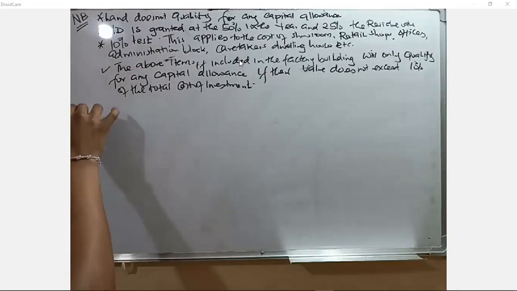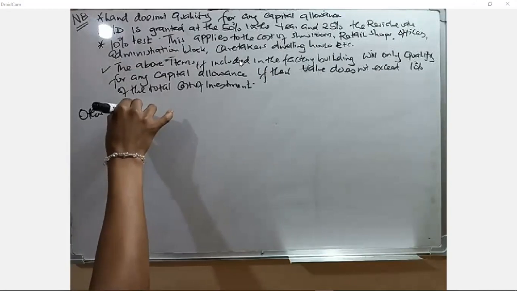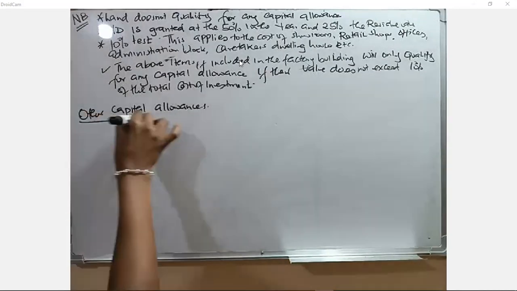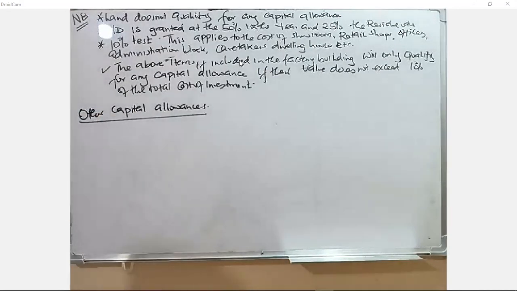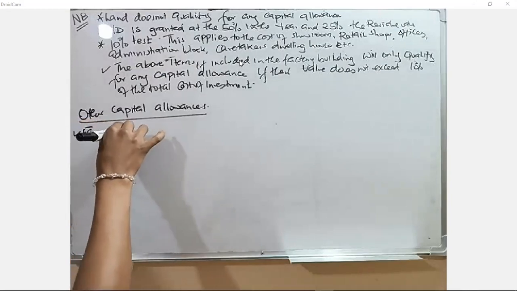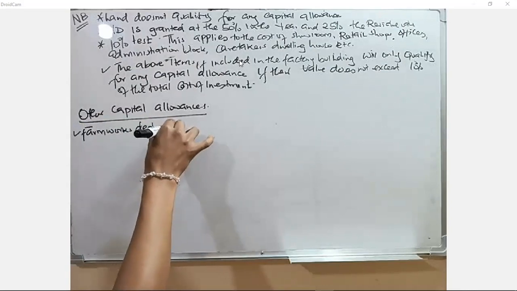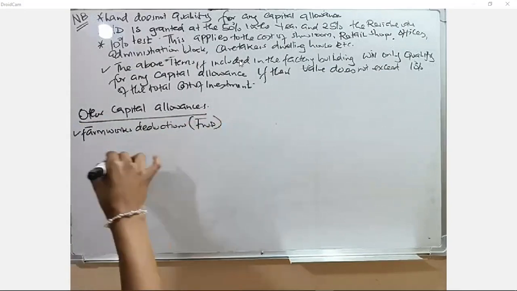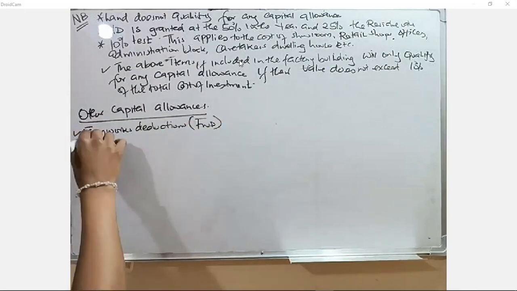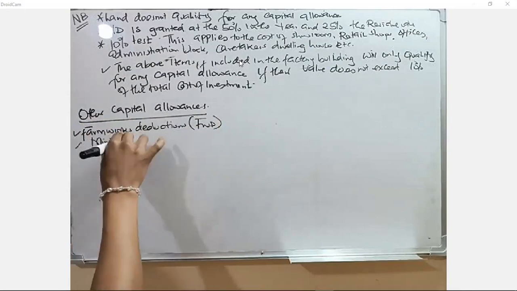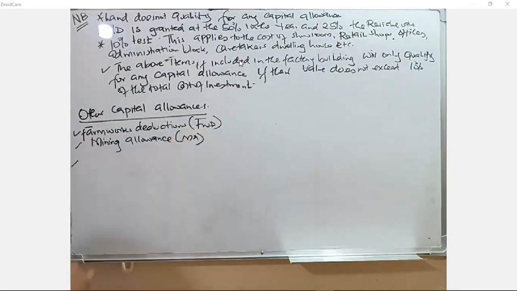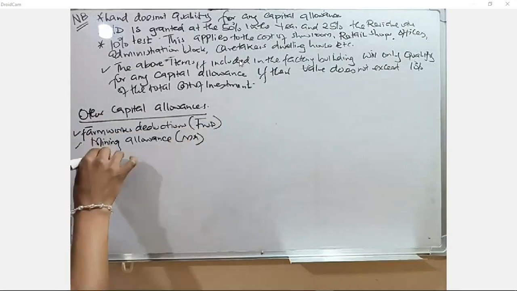Other capital allowances, which are not very important at your level, but I will just state them. Number one, we have farm works deduction. It is a question under advanced level. Farm works deduction, which is normally written like this. Then the other one is the mining allowance, which is our MA. And then the last one is shipping investment deduction.